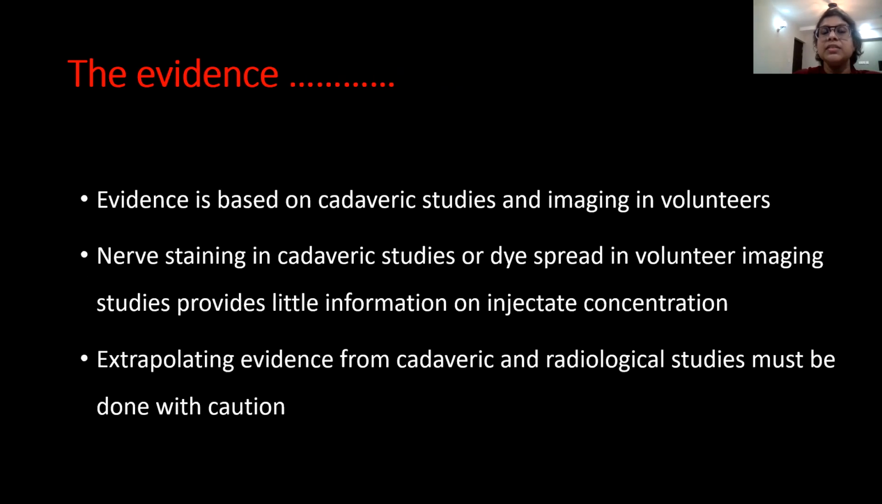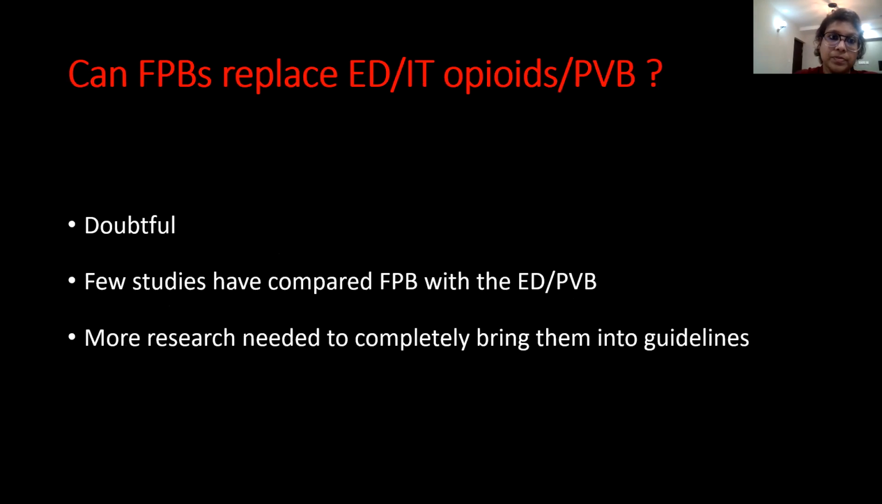Now, coming to the evidence, all these theories have been based on evidence derived from cadaveric studies and imaging studies done in volunteers. But the nerve staining in cadaveric studies or the dye spread in the imaging studies provide little information on the injectate concentration. It may show that the injectate is spreading to this level, but it can never show what concentration of local anesthetic is actually reaching the targets. So extrapolating evidence from the cadaveric and radiological studies must be done with caution.